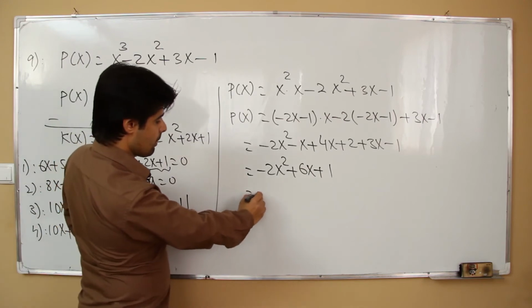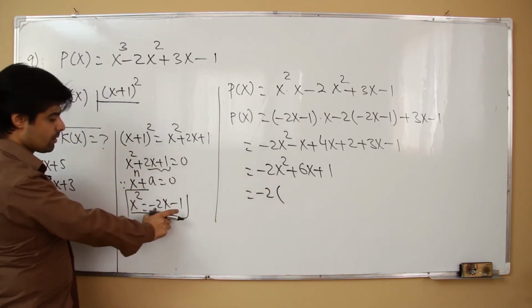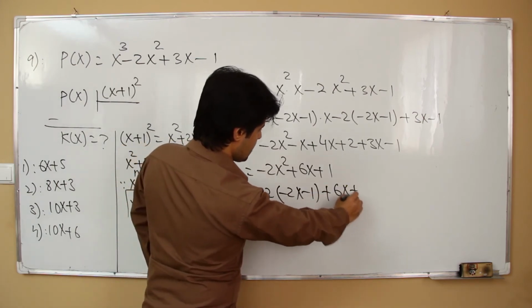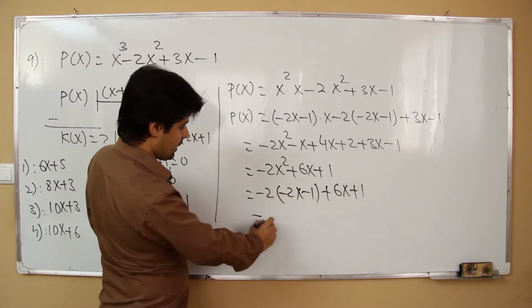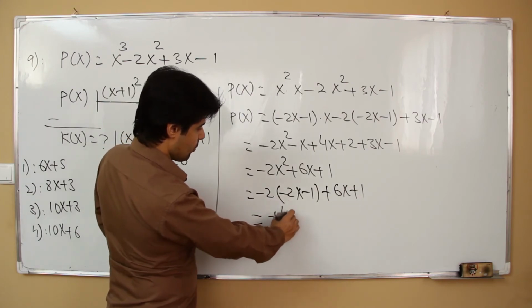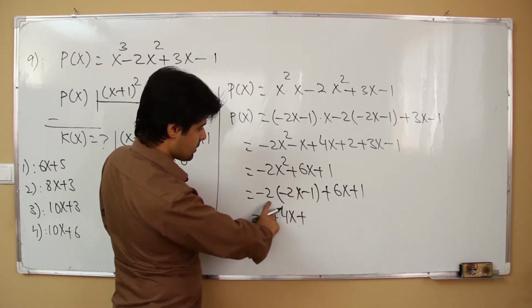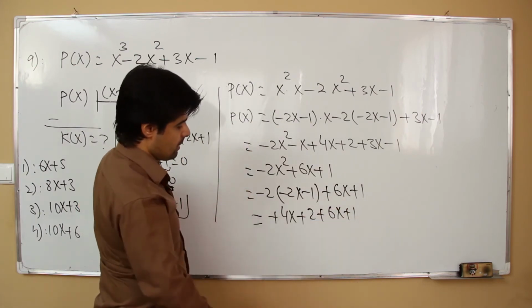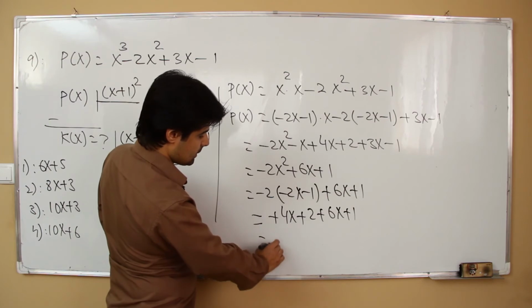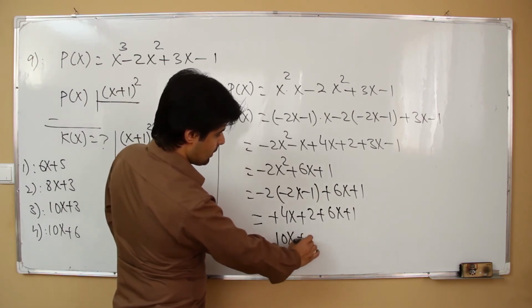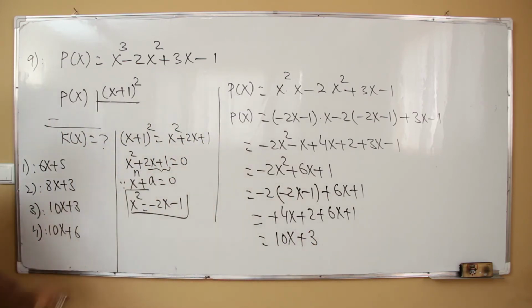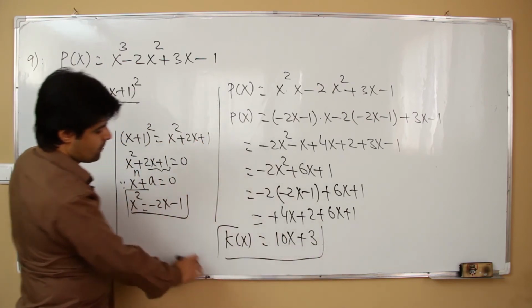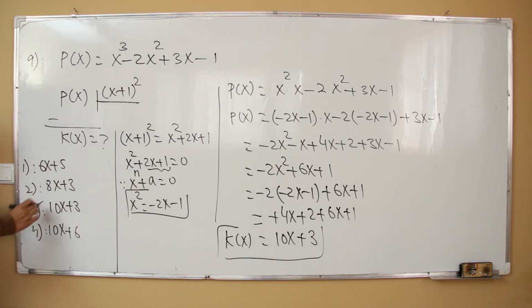So minus 2, and instead of x squared, once again minus 2x minus 1, plus 6x plus 1. So you will find minus minus, it's plus 2 times 2, it's 4x, minus this with minus, plus 2, plus 6x plus 1. Now this is the remainder. So 4x with 6x, it's 10x, plus 2 and 1, it's 3. This is called K(x). Which option is correct? Number 3.